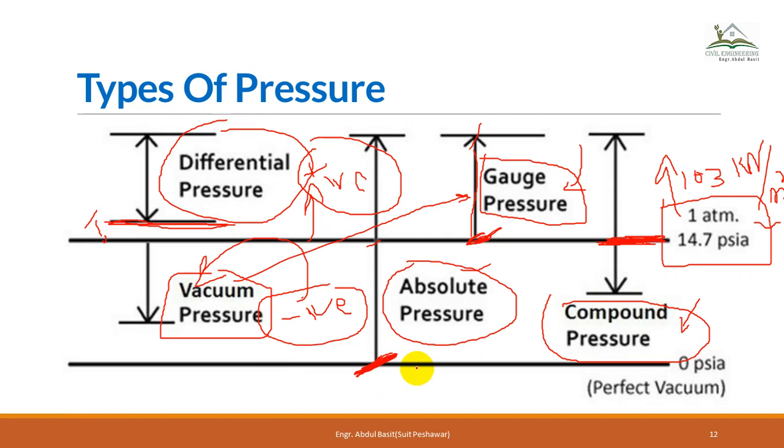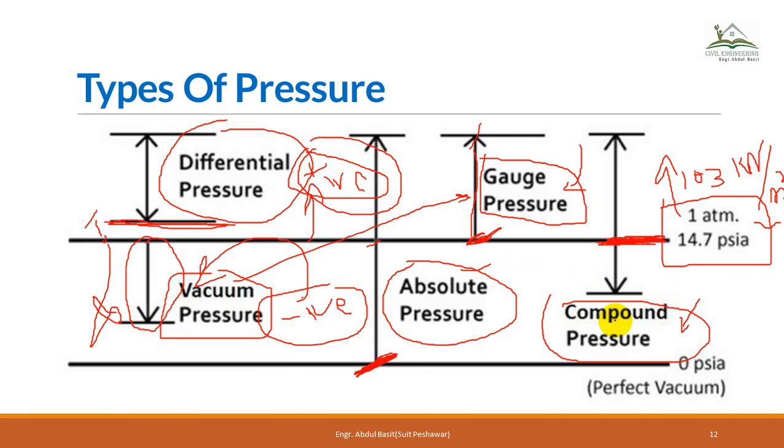Then we discussed vacuum or negative pressure, which is a type of gauge pressure having a value below atmospheric pressure. Again, it is measured relative to atmospheric pressure, but as it is below atmospheric pressure, it is called vacuum pressure or negative pressure. A gauge pressure having a value greater than atmospheric pressure is called positive gauge pressure.